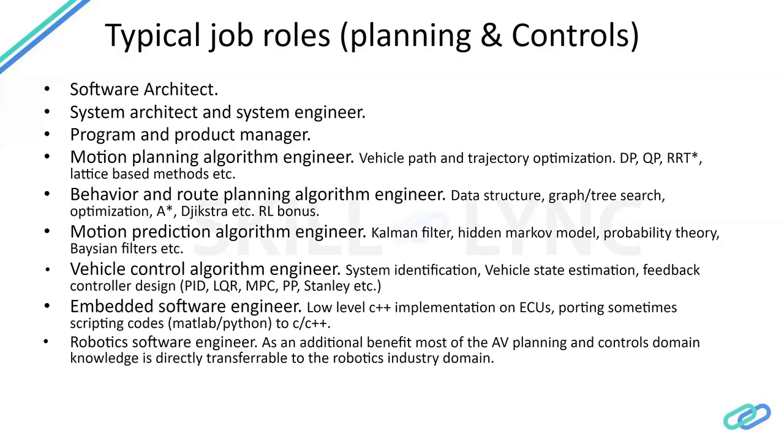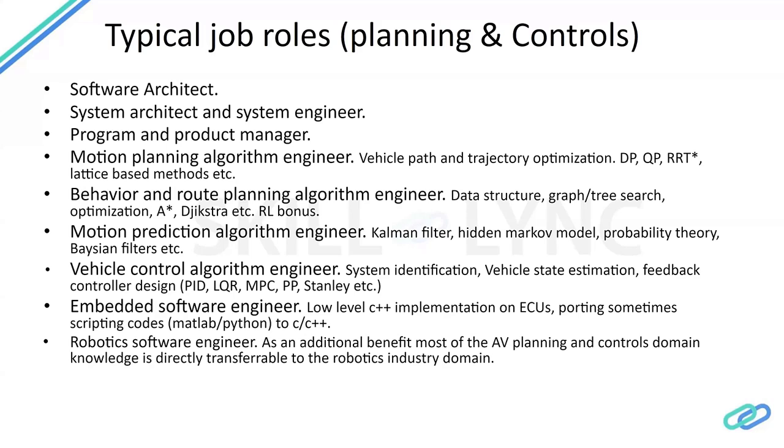In more domain-specific areas, planning and controls are really software specific. Especially planning: when you go to perception, you deal with hardware, and when you go to controls, you also deal with hardware. But where you work with planning, be it behavior, motion, route planning, or whatever other planning, they're all software specific. So most of the jobs would be software related here. So you'll have a motion planning algorithm engineer, a behavior and route planning algorithm engineer, a prediction algorithm engineer for motion prediction, and a vehicle control algorithm engineer.